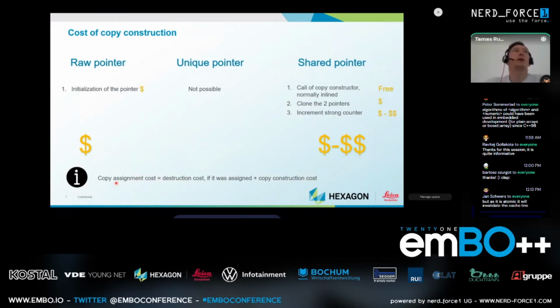I derived the copy assignment from the copy constructor. For the copy assignment, it normally contains two steps. If the pointer was assigned, so it was not a null pointer, then we have to pay the cost of the destruction of the previous state, at least for the unique pointer for sure. For the shared pointer, it depends on whether it was the last element. And then we have to pay the cost of the copy construction.